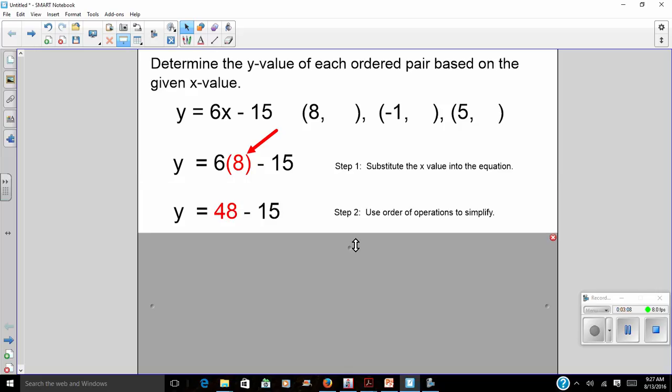Okay, so let's move on to step 2. Step 2 asks us to simply use the order of operations to simplify. In this equation, we have a multiplication piece and a subtraction piece, and order of operations tells us that we have to do the multiplication first. So we take 6 times 8 and we get 48. And then the minus 15, because that's the second step in the order of operations, I would ask you simply to copy down.